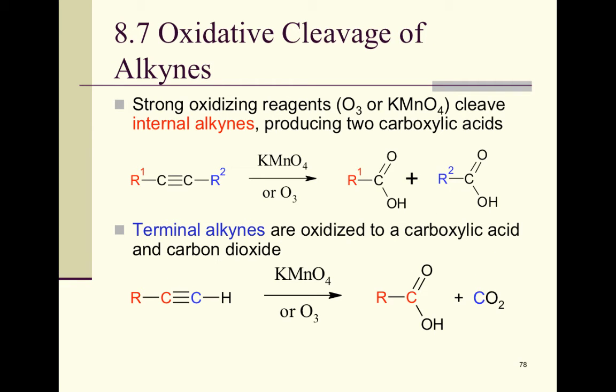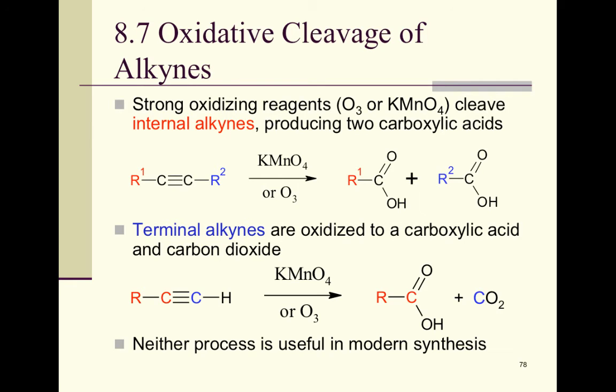Oxidative cleavage of alkynes. Strong oxidizing agents such as ozone, O3, or potassium permanganate, and we did see these before with our alkenes, they can cleave internal alkynes forming 2 carboxylic acids. If we have a terminal alkyne, they're oxidized to a carboxylic acid and carbon dioxide. Okay, so they added this. Neither process is useful in modern synthesis, but they will ask you these reactions on modern exams.